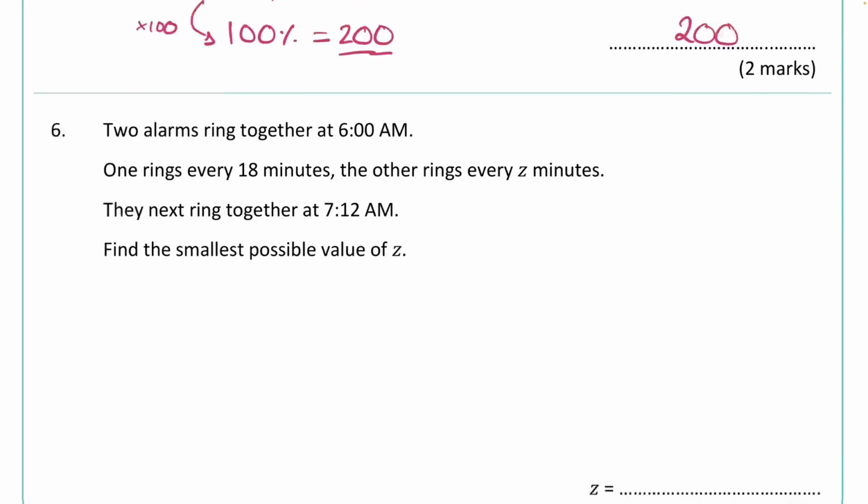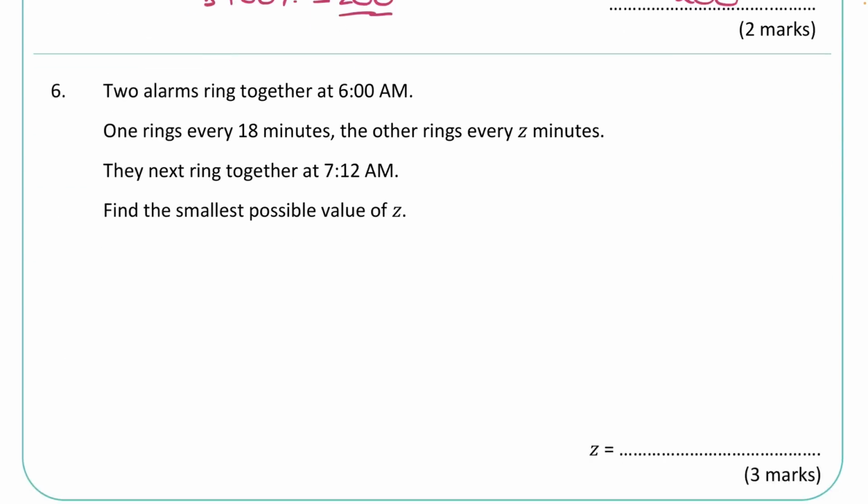Okay, on to question 6. It says 2 alarms ring together at 6 AM. One rings every 18 minutes, the other rings every Z minutes. They next ring together at 7:12. Find the smallest possible value of Z. Now, first things first is we need to know what the actual amount of time is here. Otherwise, we're not going to know what to look for.